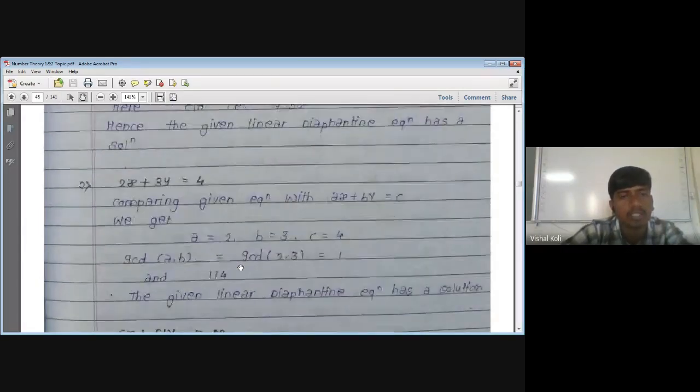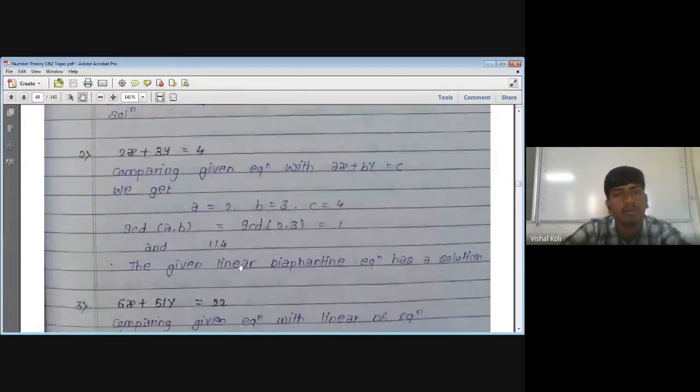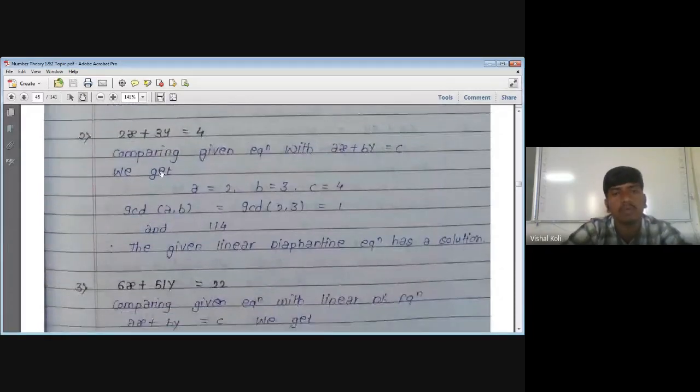Now, similarly, we have to check for 2x plus 3y equal to 4. Again, we compare this with ax plus by equal to c, and from this, a is 2, b is 3, and c is 4. As 2 and 3 are relatively prime integers, GCD of 2 and 3 is 1, which is d. As 1 is a divisor of every integer, 1 divides 4. Therefore the given linear Diophantine equation 2x plus 3y equal to 4 has a solution.